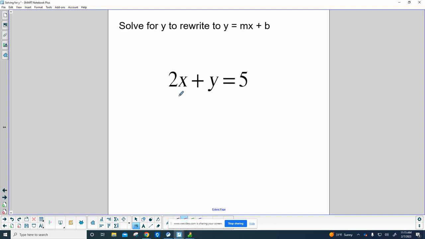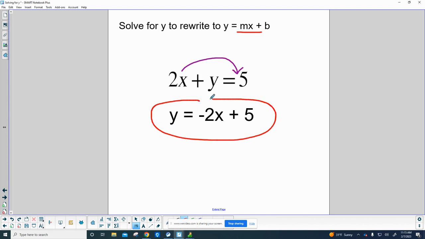For example, we want to solve this one for y, so we're going to move 2x to the other side and move it right behind the equal sign, because that's where we want it in slope-intercept form, like we have up here at the top of the page. And when we do that, 2x becomes minus 2x. And as soon as we've done that, we recognize this is already in the form that we want it to be in. 5 is the y-intercept, and negative 2 is the slope.